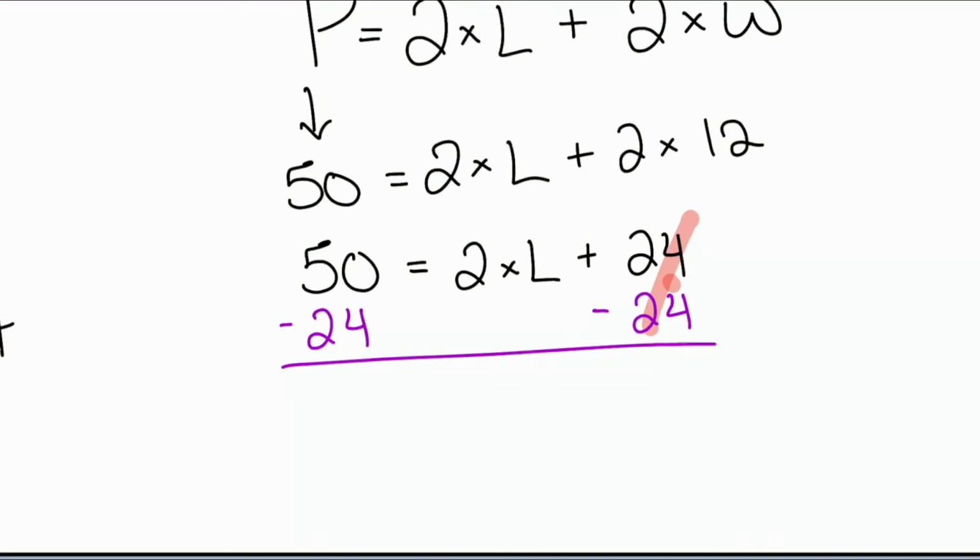And so now we have 50 minus 24. We can borrow and do our thing, no problem. So 10 minus 4, that's going to be 6. 4 minus 2, that'll be 2. So 26 equals double the length.